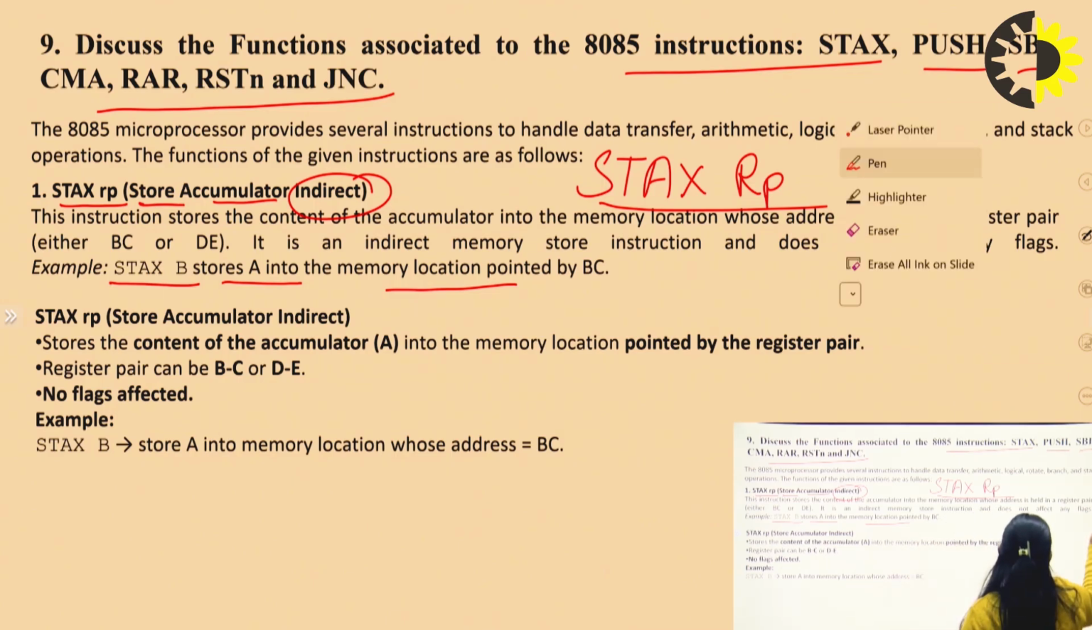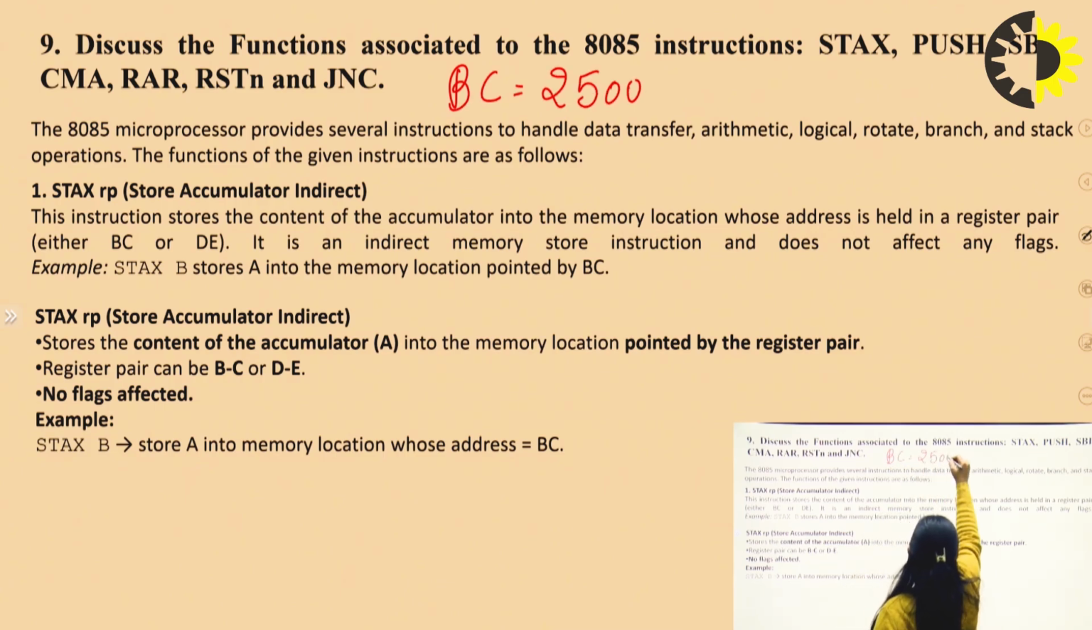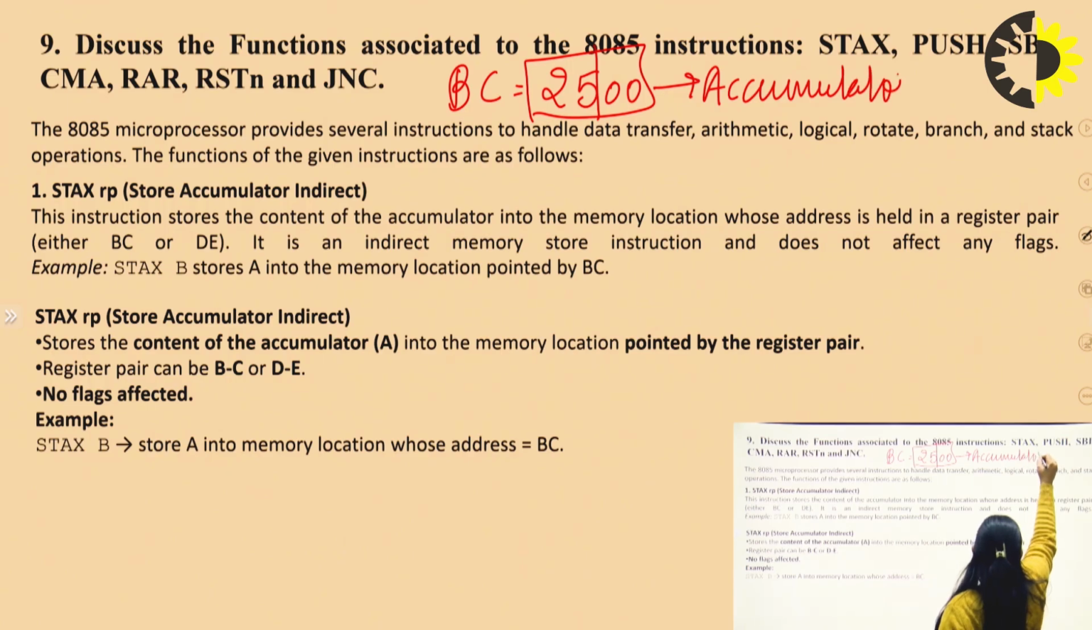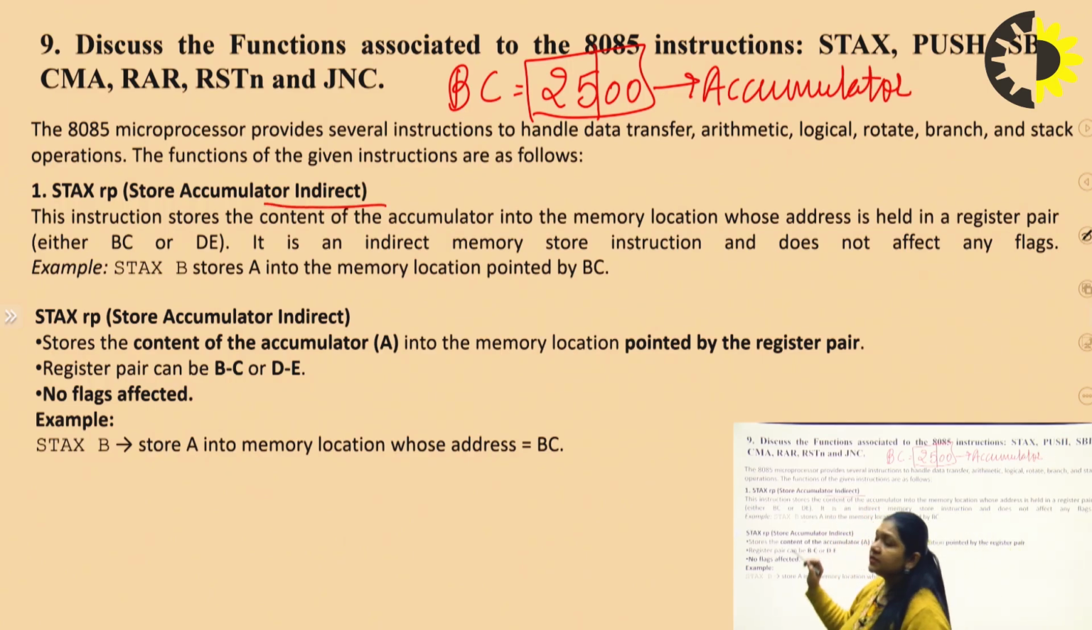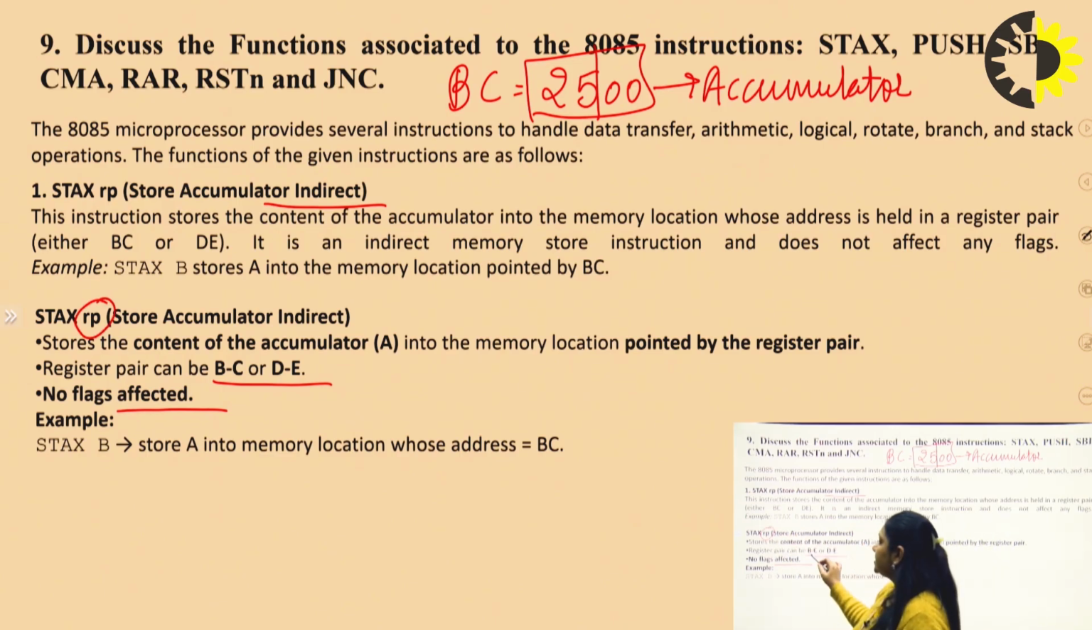For example, the BC register pair has contents 2500. This 16-bit number will act as a memory location, and at memory location 2500, the contents of the accumulator will be stored. That is why we say this is register indirect addressing mode. The register pair here can be the BC or DE register pair. We cannot use the HL register pair here, and no flags are affected.